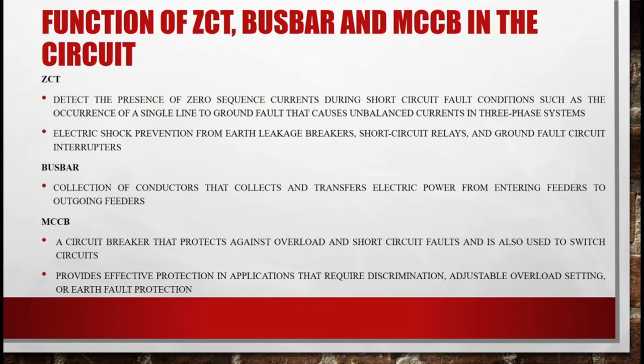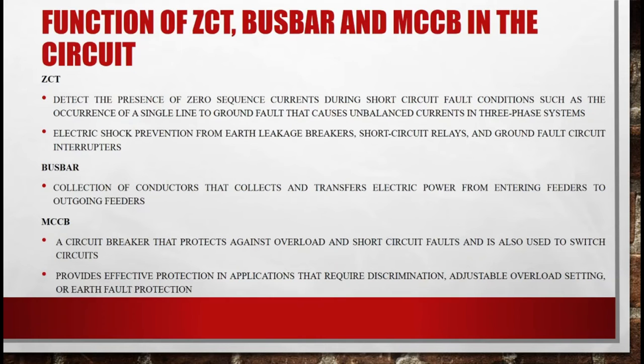Next, I will explain the function of ZCT, busbar and MCCB in the circuit. ZCT, zero current transformer, detects the presence of zero sequence current during short circuit fault conditions, such as the occurrence of a single line to ground fault that causes unbalanced current in a three-phase system. It also acts as electric shock prevention from earth leakage breaker, short circuit relays and ground fault circuit interrupters.